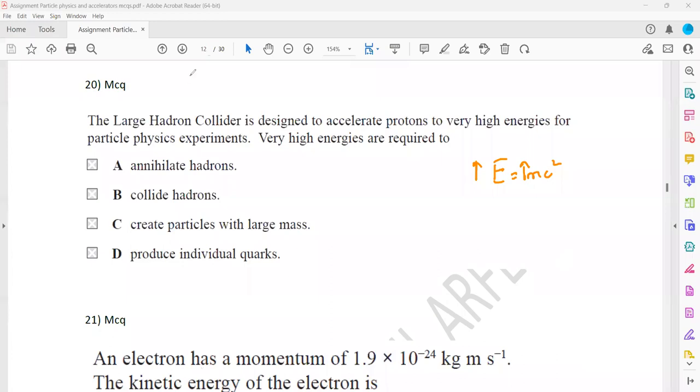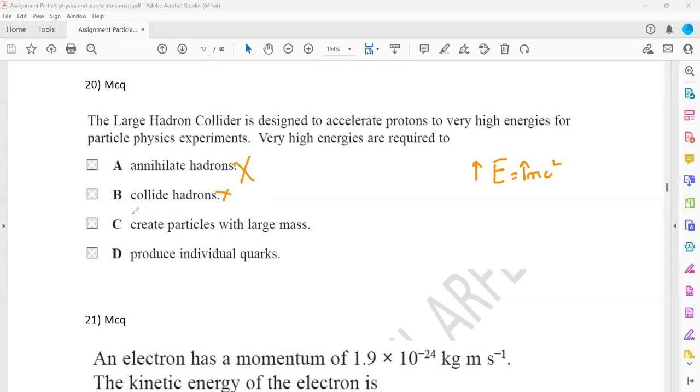To annihilate hadrons, annihilation means when a particle and antiparticle collide and mix with each other. We don't need too much energy for annihilation, as the spins and the charges are opposite. So the particle and antiparticle will collide or hit each other. Colliding hadrons, we can even use low energy to collide hadrons. So that's not valid.